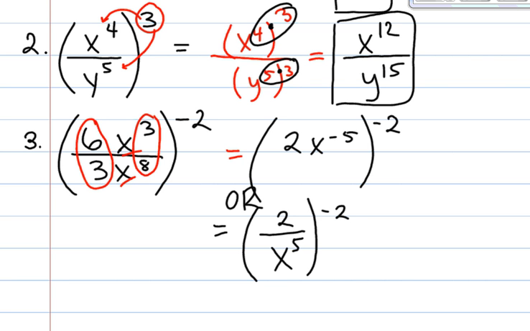Okay, so now either way that you have written this example, we can now distribute the negative 2 exponent on the outside. So on the top one, we have a product raised to an exponent, and in the bottom we have a fraction raised to an exponent. And either way, we're just going to distribute that exponent to both, okay? Like that.